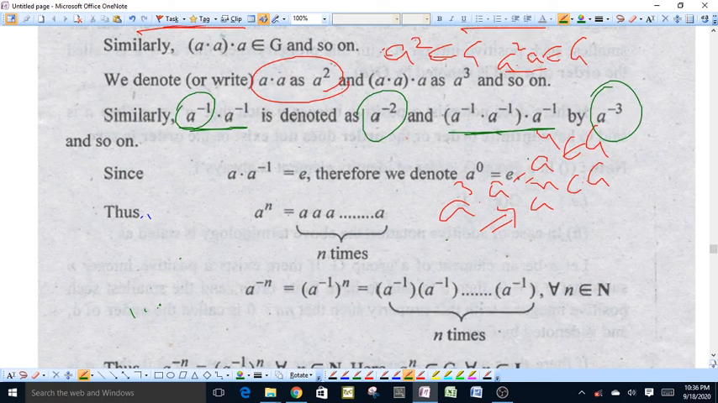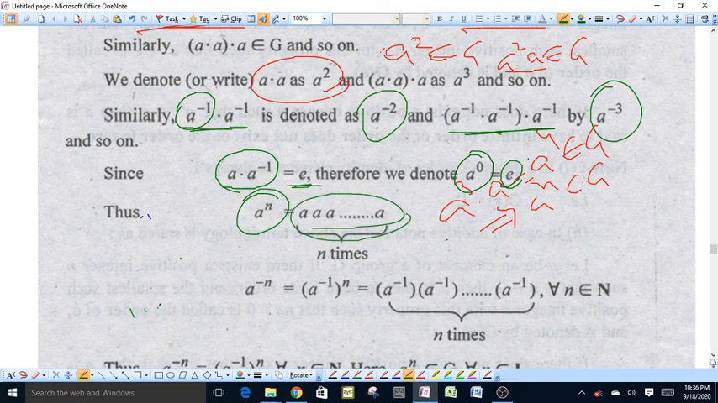Because A dot A inverse is equal to E, the identity element of G, we may write A raised to power 0 is equal to E, that is, power of A0 is equal to E. Similarly, A raised to power n may be written as A dot A, n times.